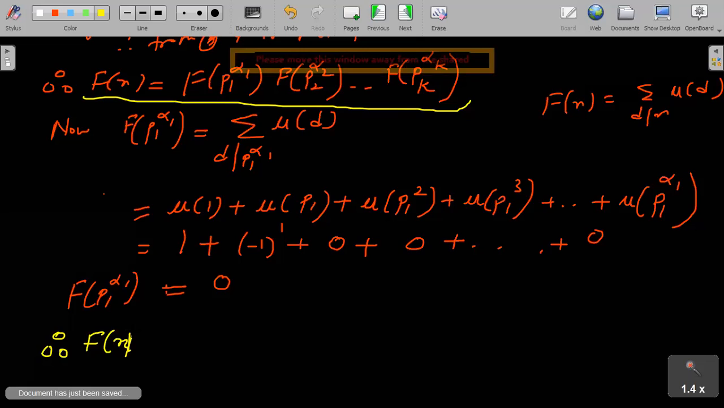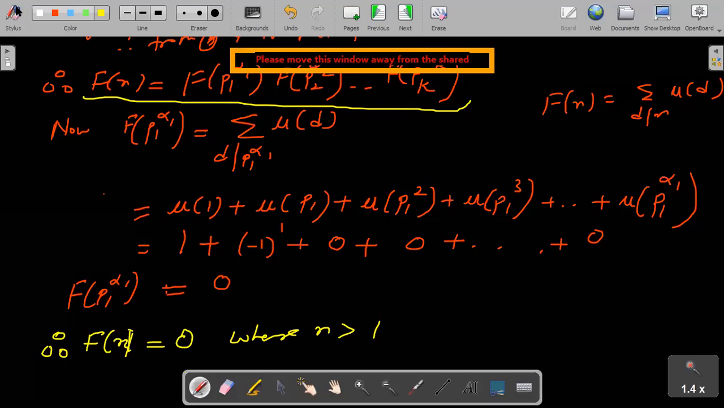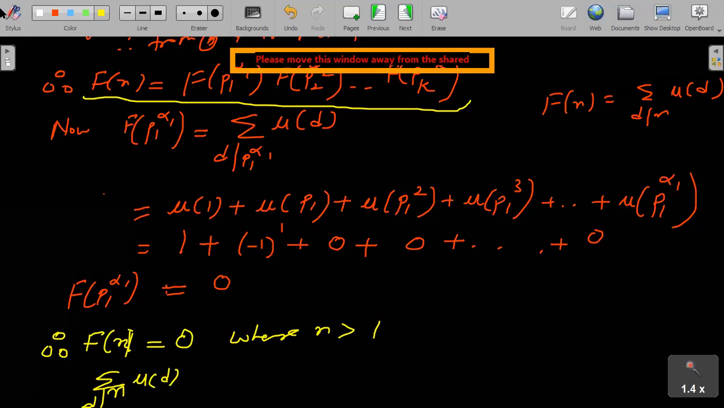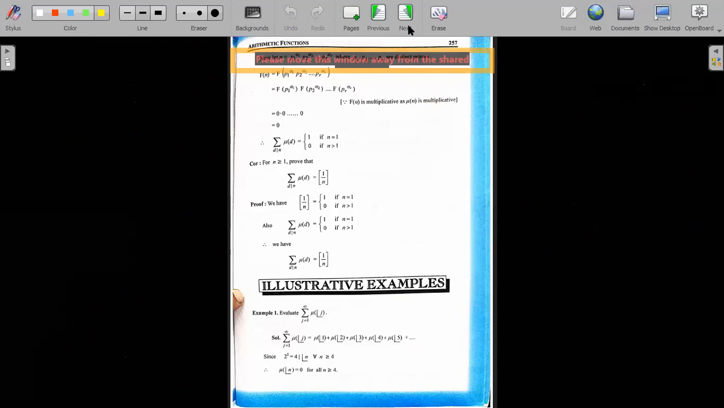तो ये हमने कौन सा केस लिया था? Where n was greater than 1. Is it clear? So if n is greater than 1, तो f of n क्या था? f of n was summation d divides n mu d. So summation d divides n mu d is equal to 0 where n is greater than 1. Is it clear बच्चे? Any doubt to anybody? No, ma'am. So this was Merton's lemma.